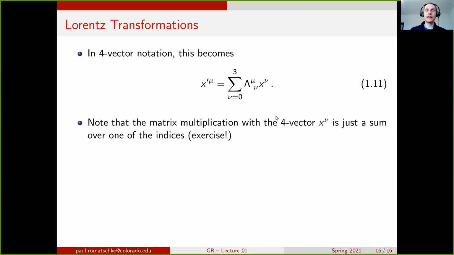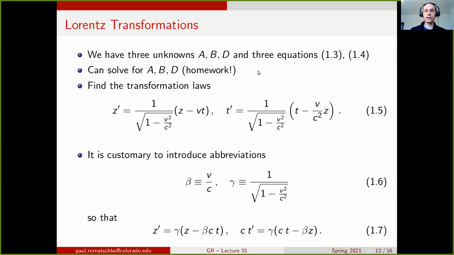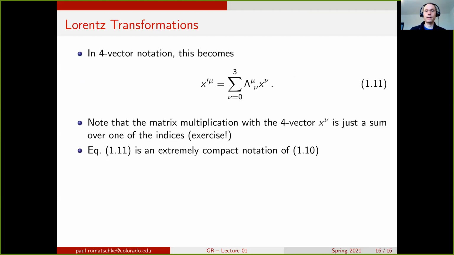Note that in this case, the matrix multiplication simply is expressed by the fact that we are summing over one of the indices, in this case nu. And if you have never dealt with index notation before, I think it's a good exercise to check that this is indeed giving you the transformation laws that we had in equations 1.7 here. The matrix multiplication in index notation is an extremely compact notation, so we don't have to write very much.